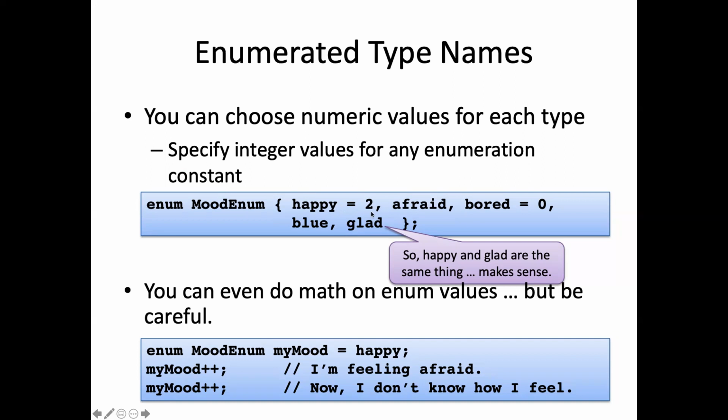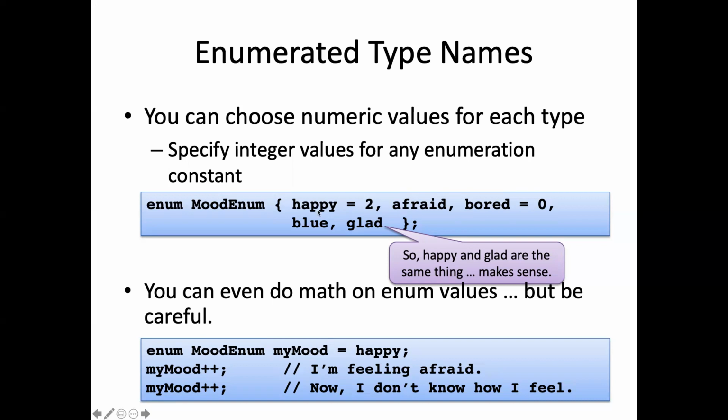So happy is going to be 2 in this case. It would be just another name for 2. If I'd left off this equals 2, it would have started at 0. So unless you say otherwise, enumeration values start at 0, but you can pick other integers if you want. And then they just count up from that integer value.